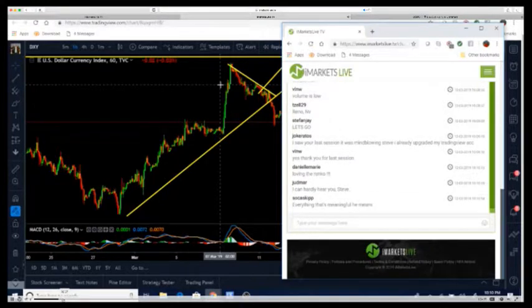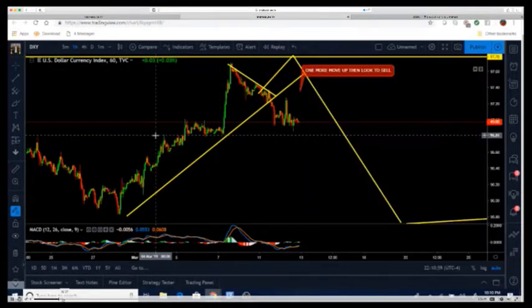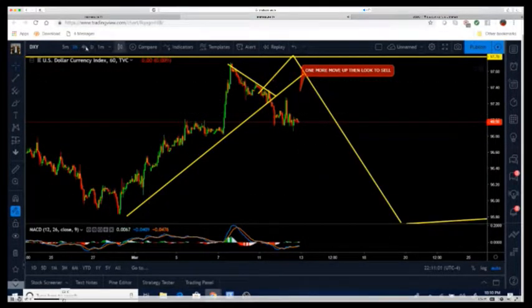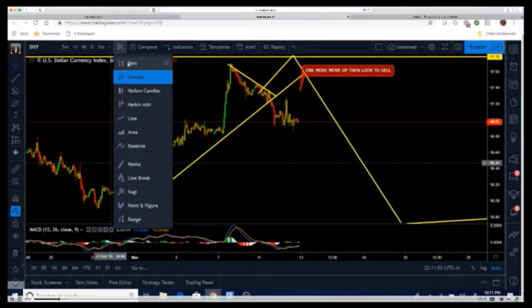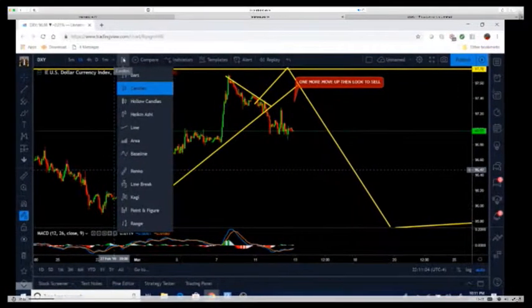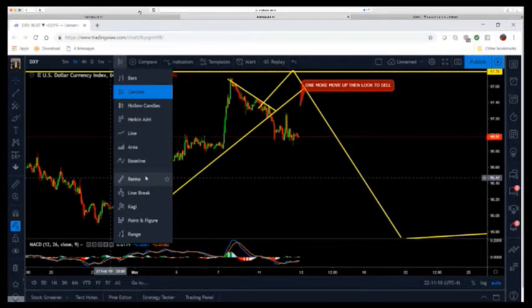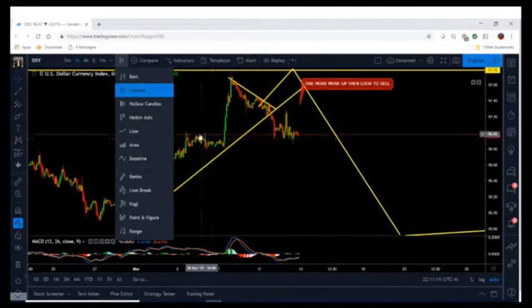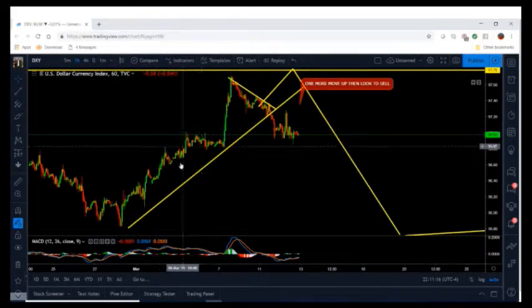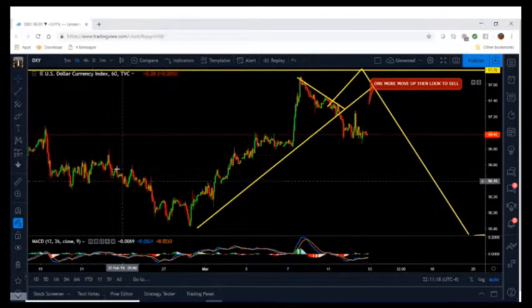Market structure is everything. All right, let's begin. So Renkos. Make sure over here, you're going to switch from candles to Renkos. The reason why we do that: candlesticks are where the majority of people start from. It's a form to analyze the market.